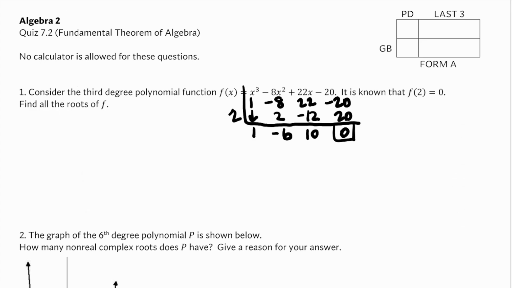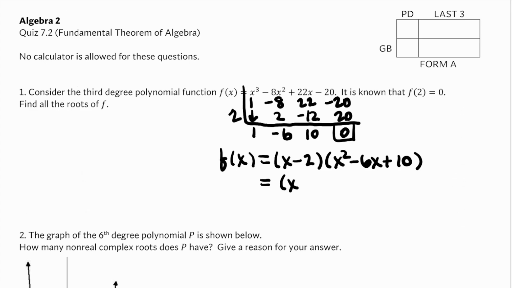Okay, now what we know is that we can factor f of x into x minus 2, because we just factored that out by dividing f by x minus 2, and we're left with 1x squared minus 6x and positive 10. And then we're going to factor that a little bit more, I think, by thinking to ourselves, are there two numbers that multiply to 10 and add to negative 6? No, there aren't. That's too bad. Okay, so we're going to have to use the quadratic formula.